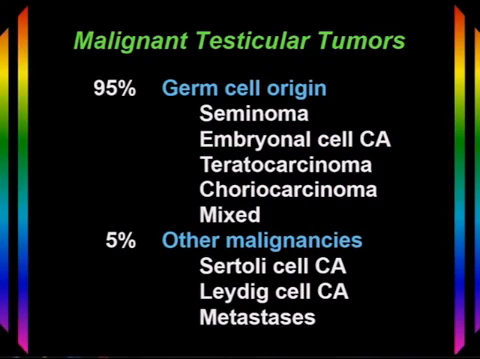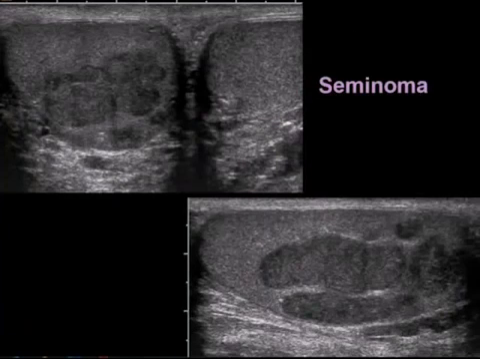Testicular tumors are mostly malignant. The most common kind are germ cell tumors. About 95% of them will prove to have germ cell origin, being either seminomas, embryonal cell cancers, teratocarcinomas, choriocarcinomas, or a mixed germ cell tumor. We also may find other malignancies inside the testicle, including Sertoli cell or Leydig cell cancers or metastatic disease.